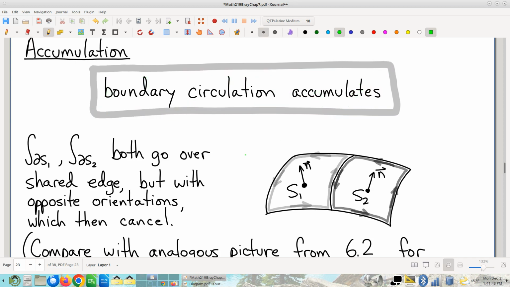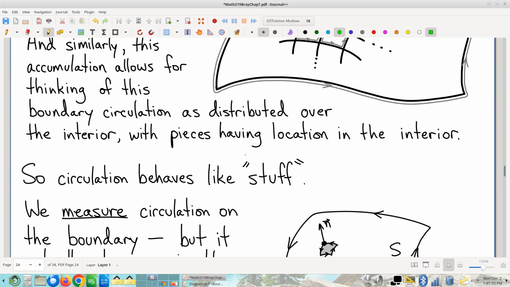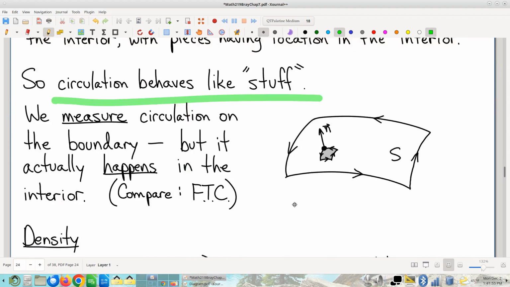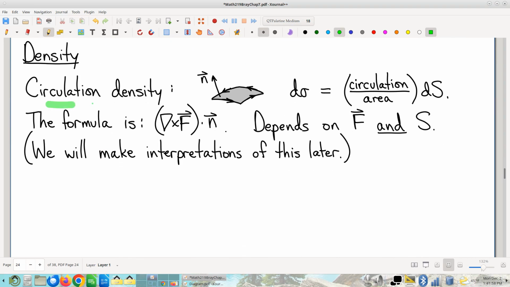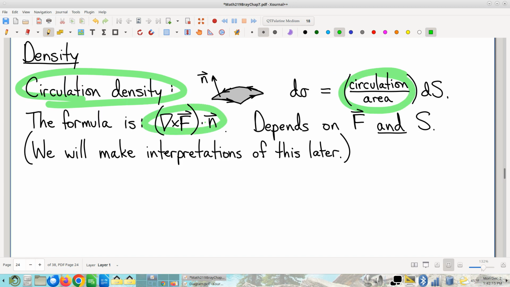We've noticed that if you have an accumulating quantity, right, general statement that we made a while back, if you have an accumulating quantity, you can treat it like stuff. Stuff has an associated density. Circulation being the object in question, we're going to talk about circulation density. So how much of this accumulating quantity called circulation is there per piece of area that we're asking about circulating around? Right. And this is the formula for it. It's curl dot n, where n is the orientation unit normal. And that's about where we ended last time.